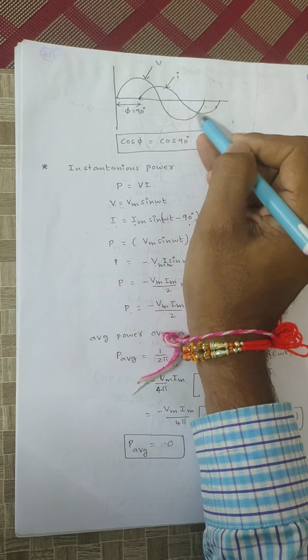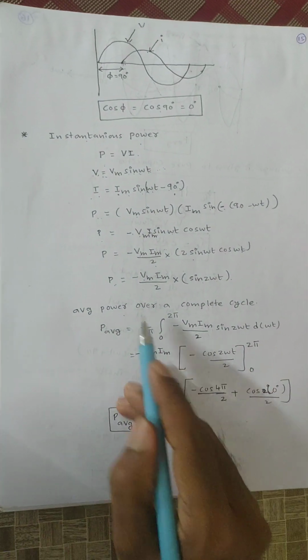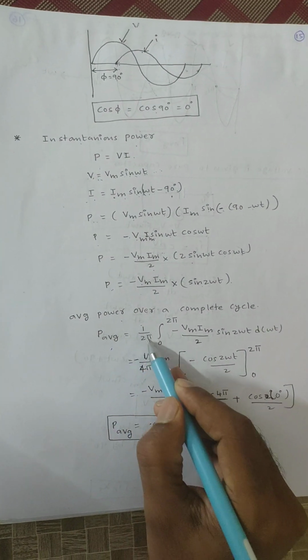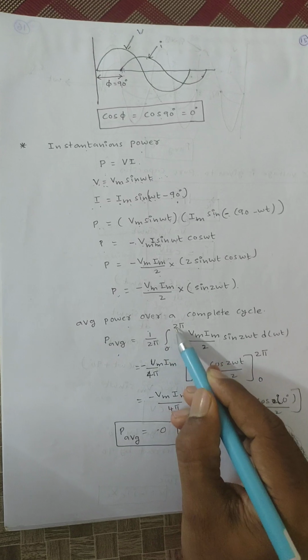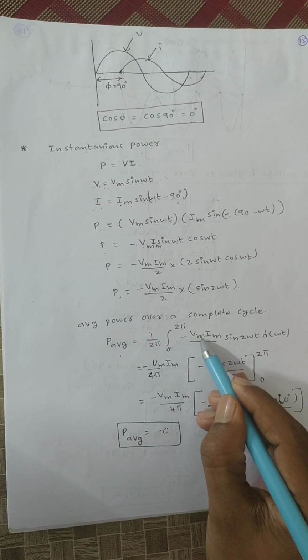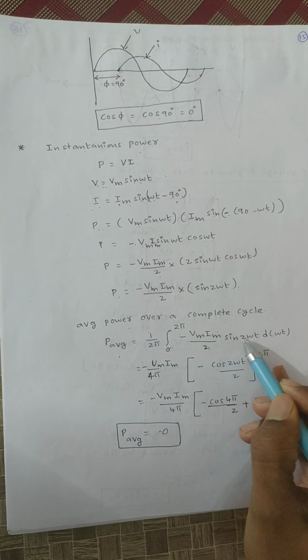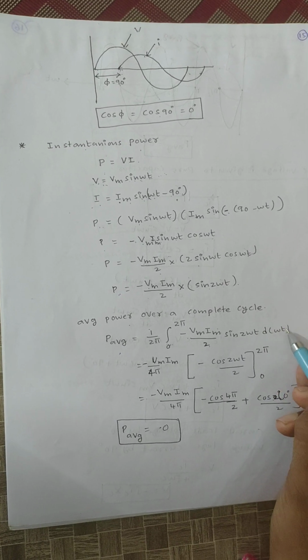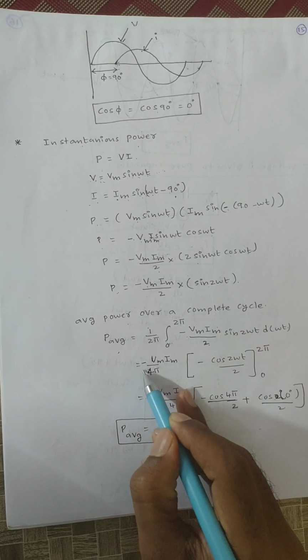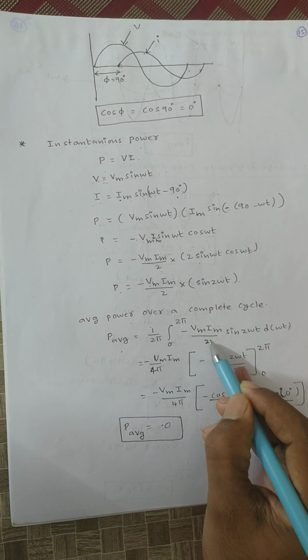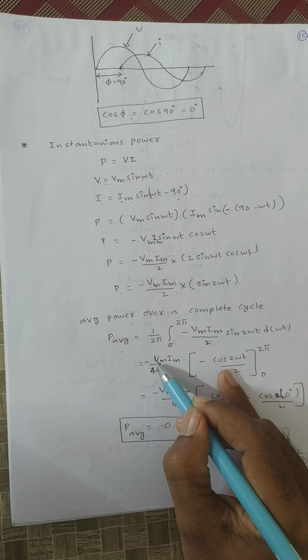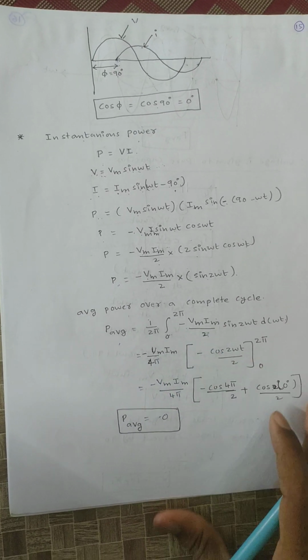This complete cycle has a time period of 2π, right? Then average power = 1/T, where T is 2π, times the integration from 0 to 2π of −(Vm Im / 2) sin 2ωt dωt. If I simplify this equation, here I can take the 2 outside, right? Vm Im will be constant, right?